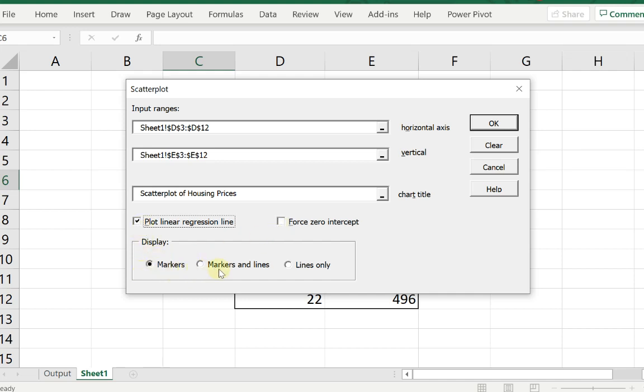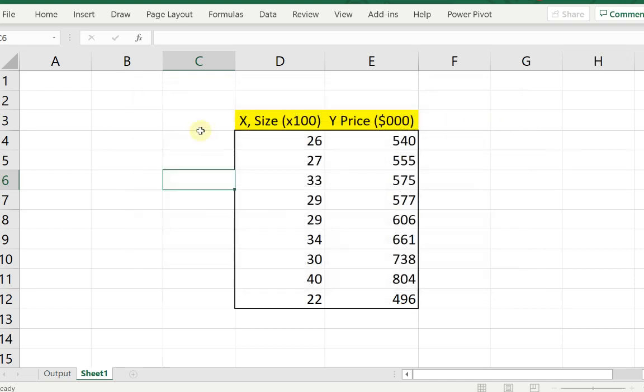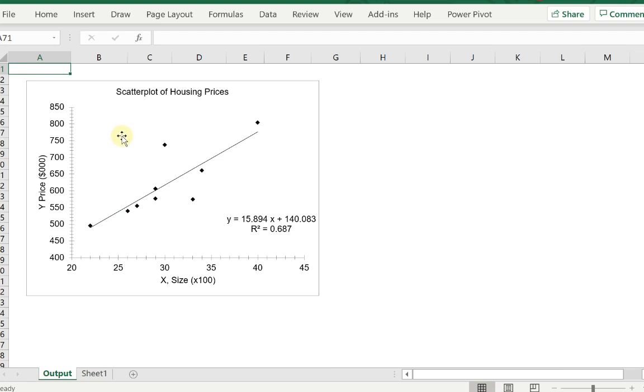Display with markers and lines only. So I'm just going to keep it markers. That's it. Look how simple that is. But that's just for a scatter plot. Hit OK. And there you go. So that's what I had. There's your scatter plot, just like the way I had it before.